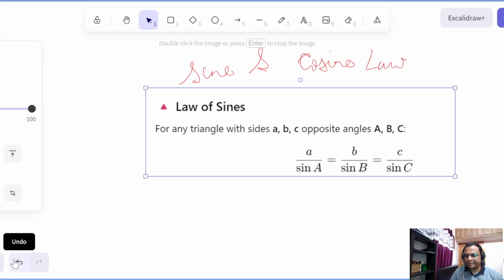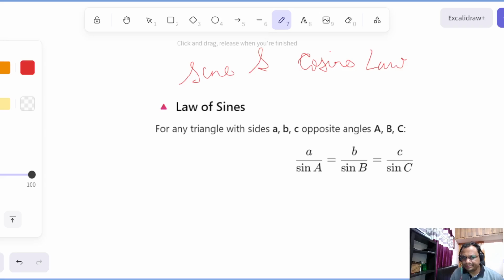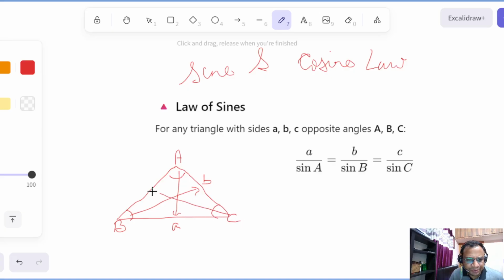So if we take a triangle, this sine and cosine law is not limited to right angle triangles. So you take any triangle, let this triangle be ABC, and the side opposite to angle A is small a. Similarly, let this AC be small b because it is opposite to the B angle. And similarly, the side opposite to angle C, let it be small c.